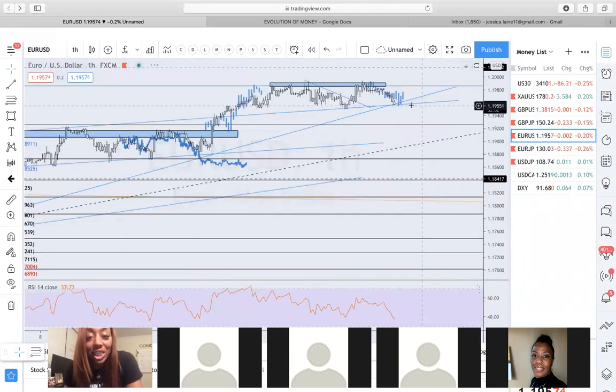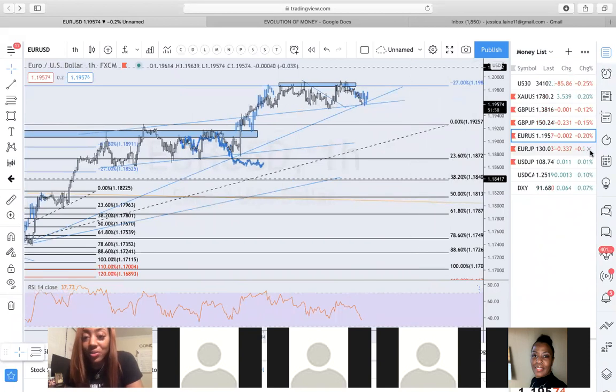Okay. So this is at this trend line now on Euro USD here. Y'all see it?